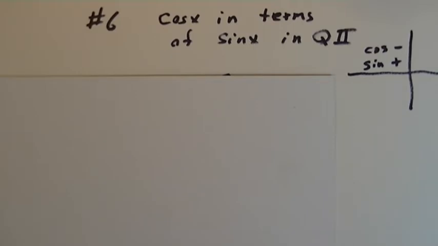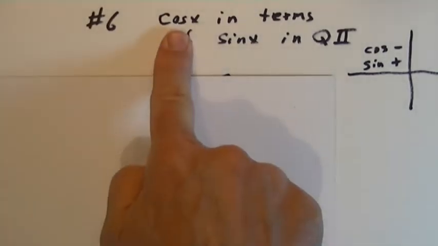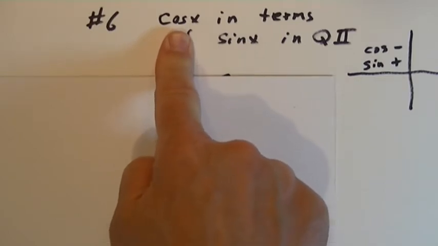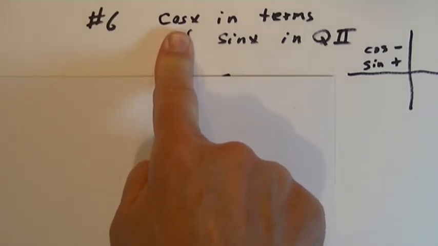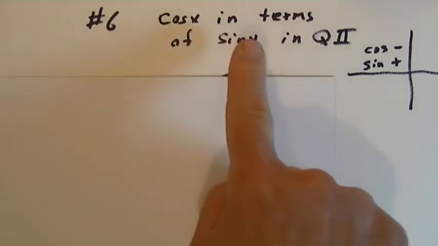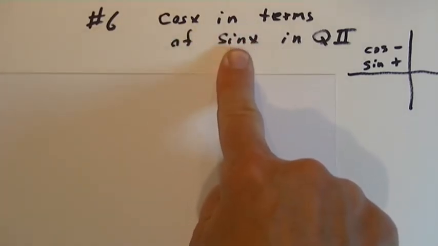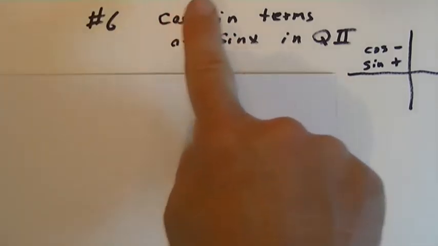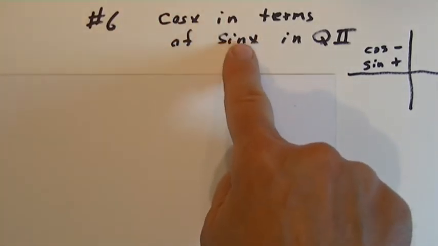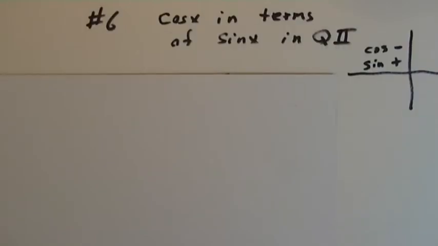What it's asking us to do is to write cosine x. In other words, write an equation that calculates cosine of x, but only uses sine of x in the equation. Okay, so we want to write cosine of x, but we want to write an equation that only uses sine of x. Well, maybe we've got some application where we're going to be given the sine, but we want to find the cosine, and we're always going to be in quadrant 2 for some reason. So what does that mean?